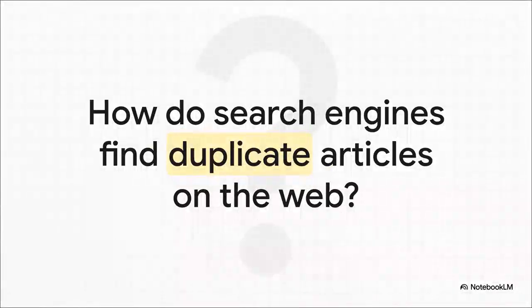I mean, think about it for a second. Every single day, a flood of new articles hits the internet. So how does a search engine possibly know that one article is basically just a copy of another? When you think about the scale, it seems like an absolutely impossible job, doesn't it?